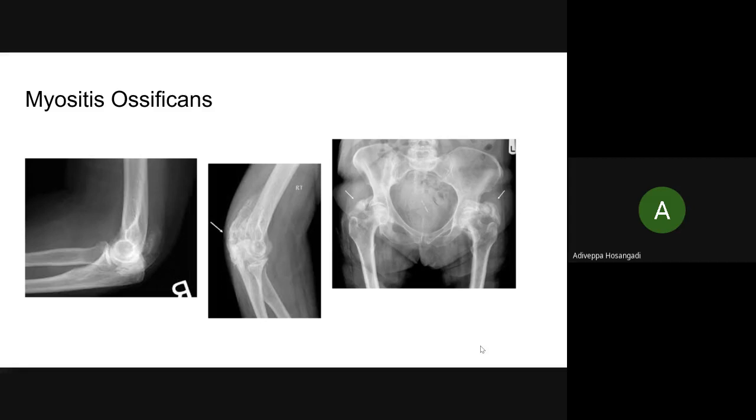Myositis ossificans is a self-limiting disease. Because of the trauma, there is ossification or calcification in the muscle. Most commonly, it is seen in the anterior part of the elbow. Here you can see these are abnormal ossifications.